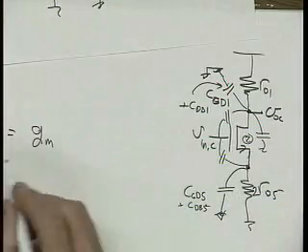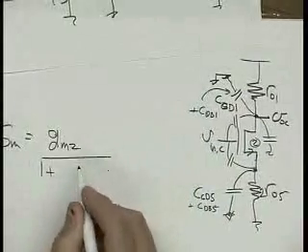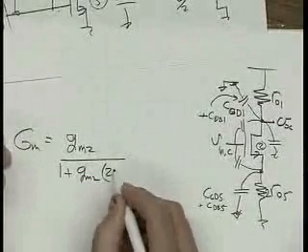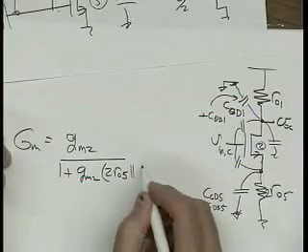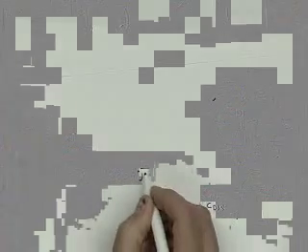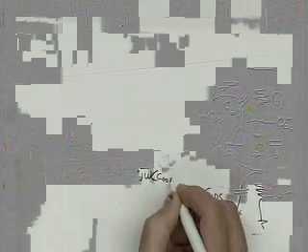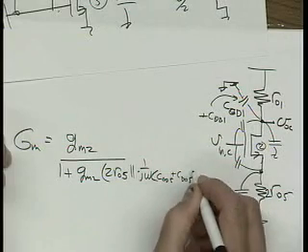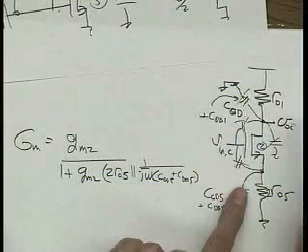At low frequency, it's G sub m 2 over 1 plus GM2 times 2R05 in parallel with 1 over j omega (CGD5 plus CDB5). I'm only including this capacitor right here, so let me not worry about all the rest of them for a second. Just going to deal with this one.